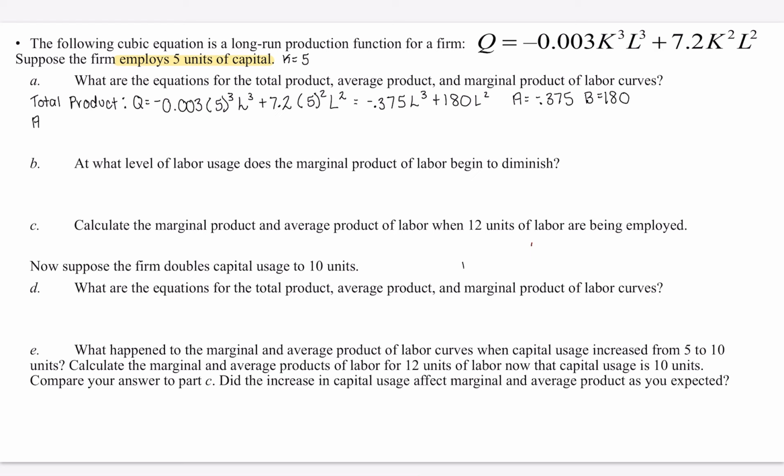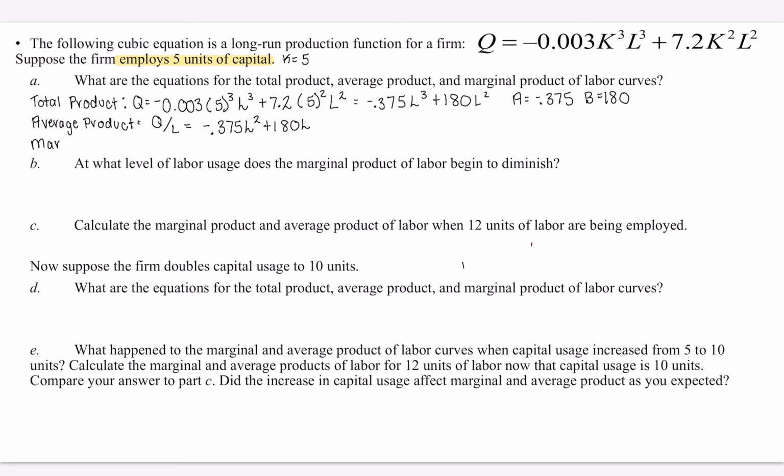So our average product curve is quantity divided by labor, which is going to give us negative 0.375 L squared plus 180 L.